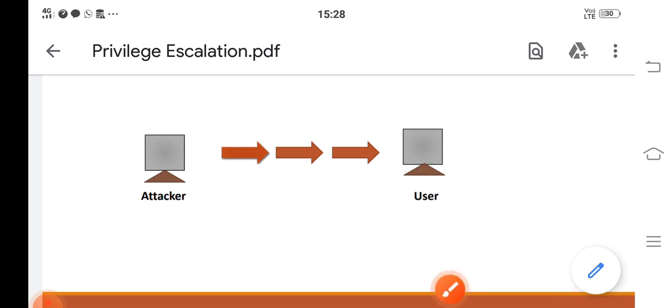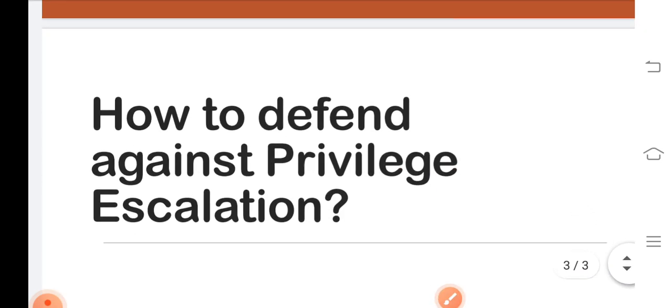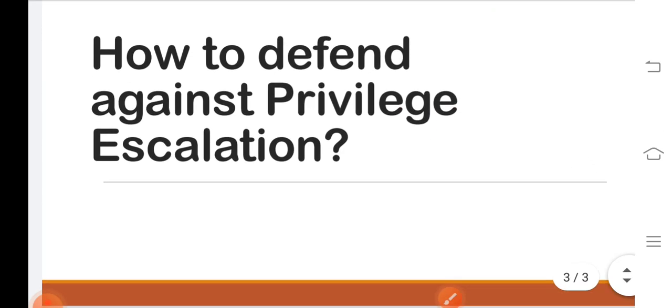Next, how to defend against privilege escalation. The best countermeasure against privilege escalation is to ensure that users have the least possible privileges, or just enough privileges to use their system effectively.